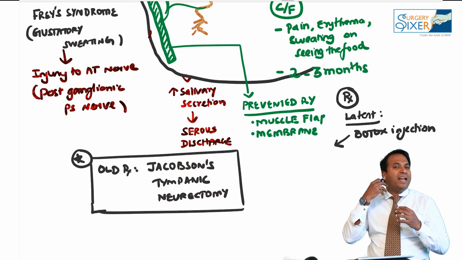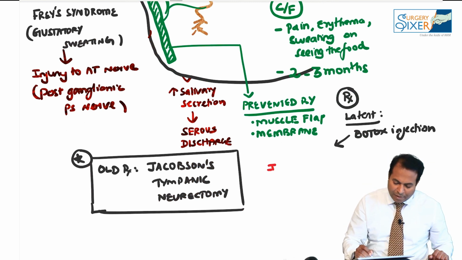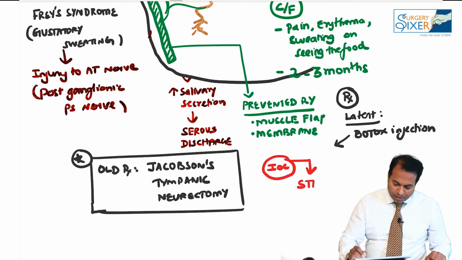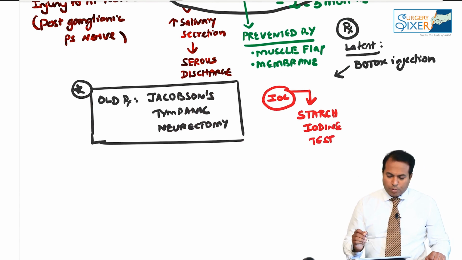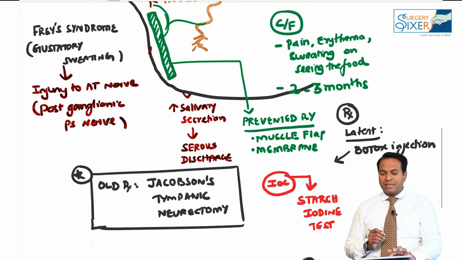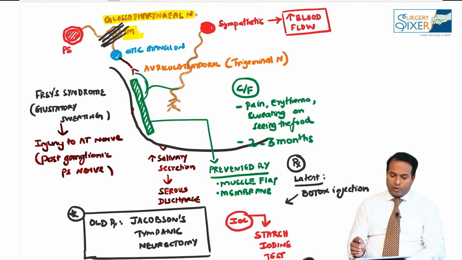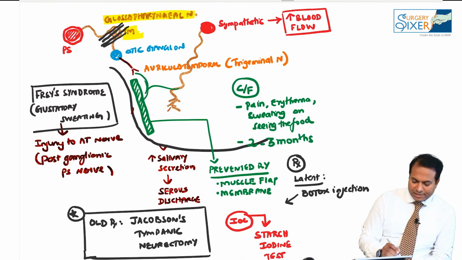Wherever there is a reddened area, we will put Botox injection, and this is confirmed by the investigation of choice. What is the investigation of choice for this Frey syndrome? It is the starch iodine test. Please don't forget, it is the starch iodine test. So this problem is confirmed by a test known as the starch iodine test. This is a snapshot picture, very important for your exam. Please don't forget Frey syndrome, a high yield topic for your exams.